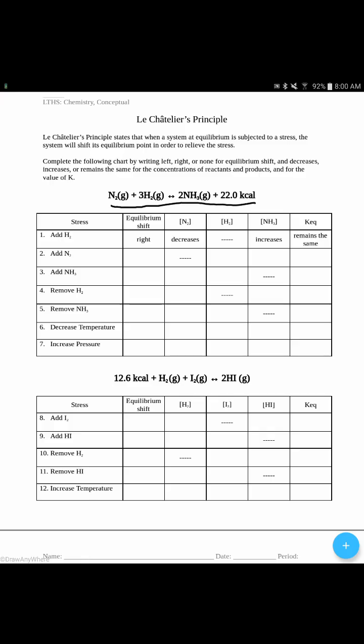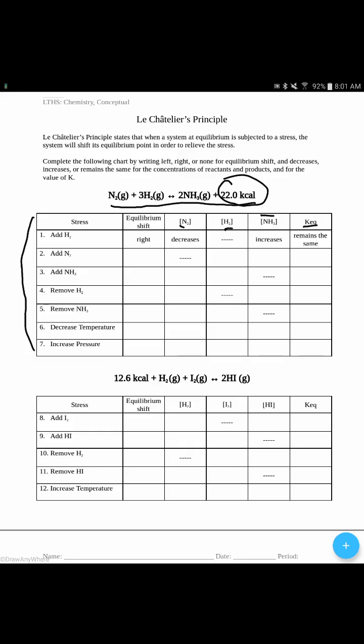We know it's exothermic because the energy is on the right side, so that means it's releasing energy, which, like I said, means it's exothermic. Okay, so these are all the conditions that we have to decide which way it shifts and what happens to the concentrations of our reactants and our product, and also what happens to the KEQ.